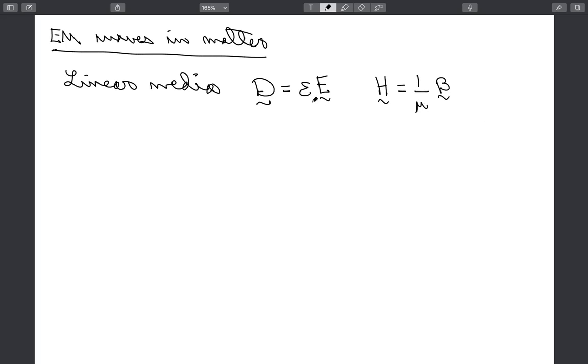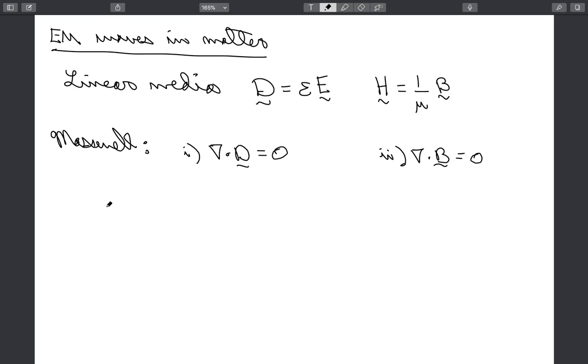Okay, so these are just the permittivities and permeabilities of your linear medium. In general case, these two don't have to be collinear vectors, but in linear media, this is the case. So it's a simpler discussion. So what do our Maxwell equations look like in this case? Well, very similar to what we had. We have that the divergence of D is equal to 0. We have, once again, that the divergence of B is 0, as usual.